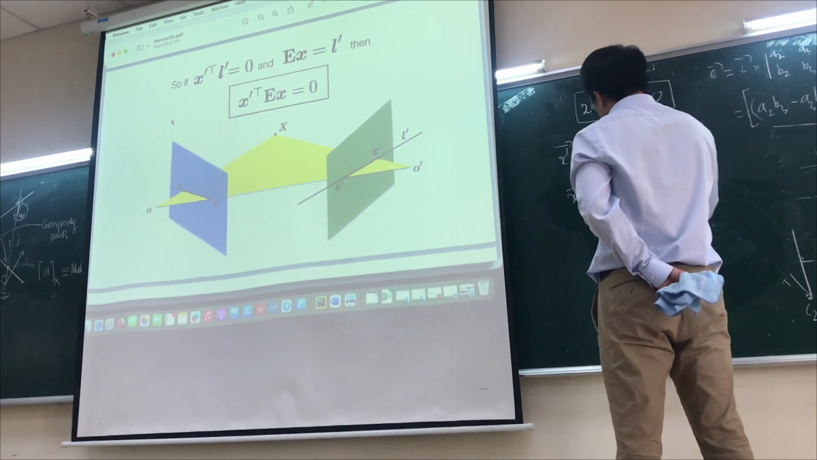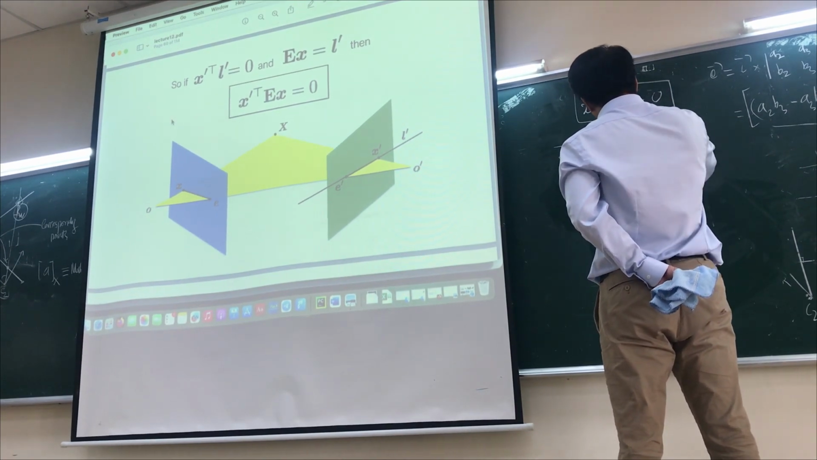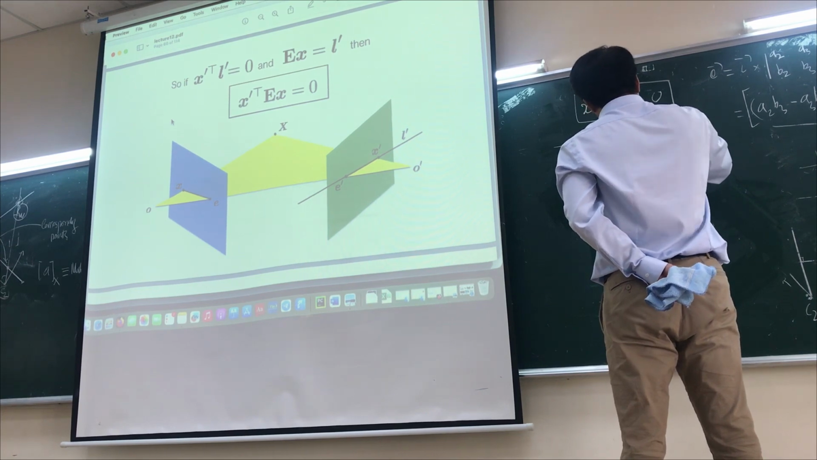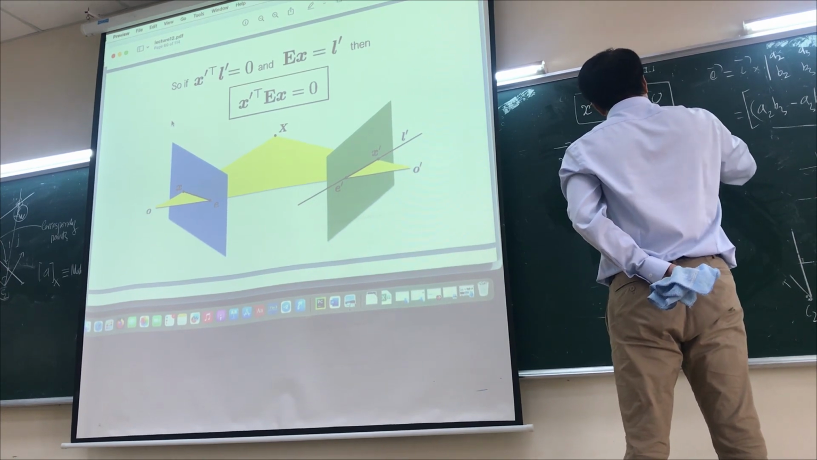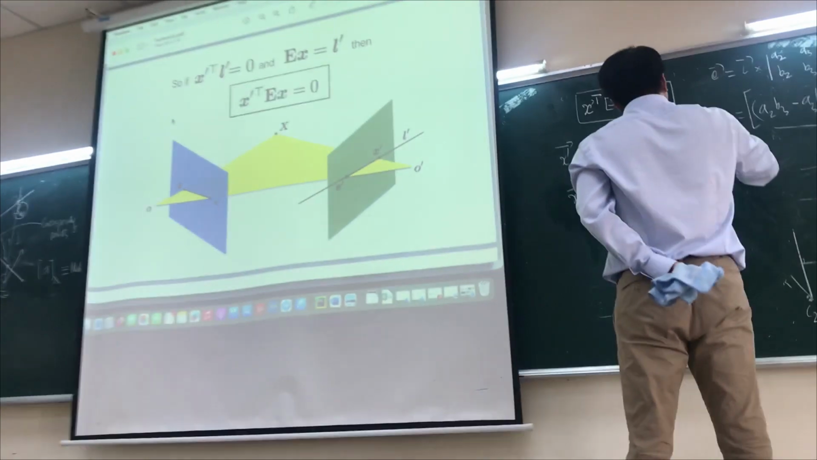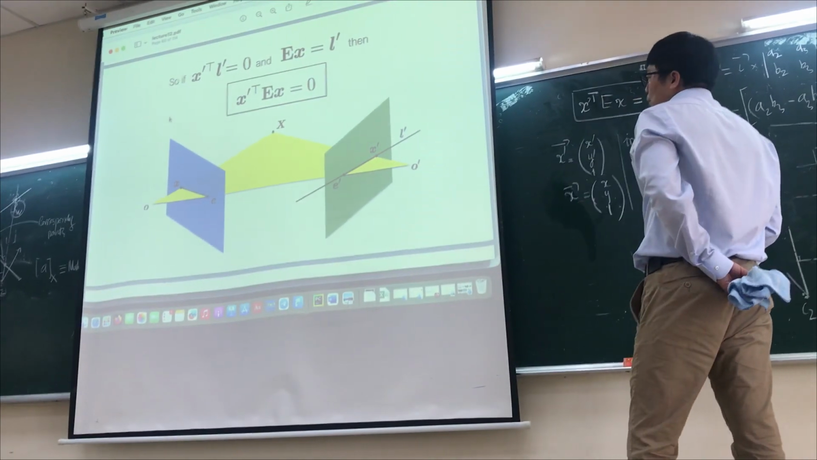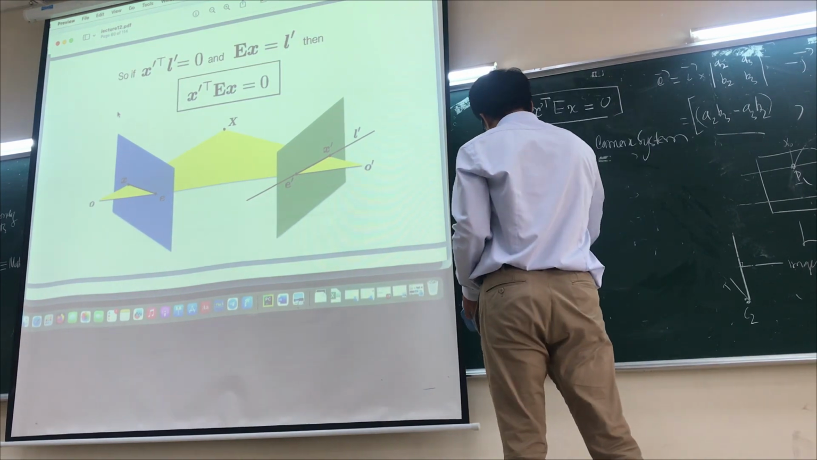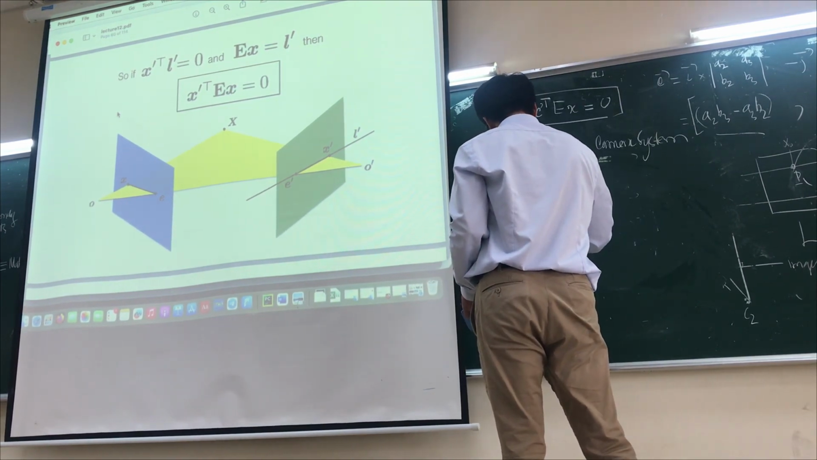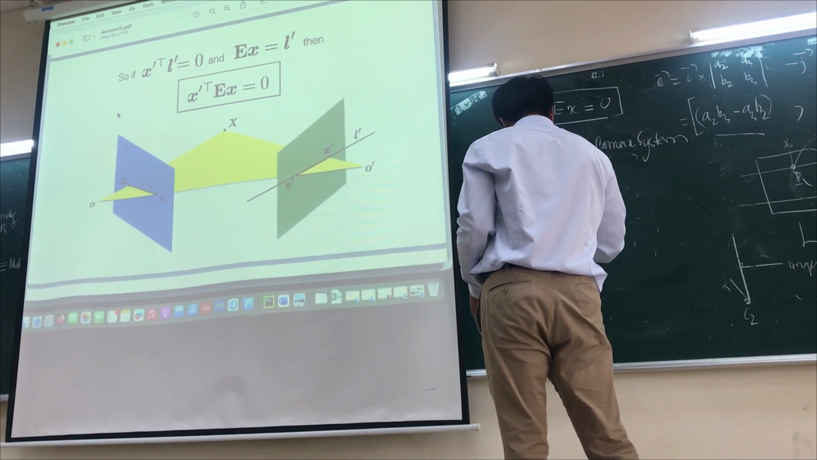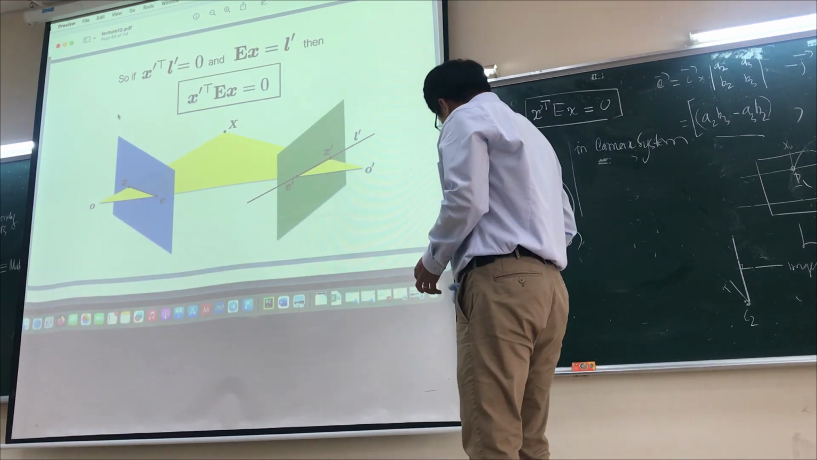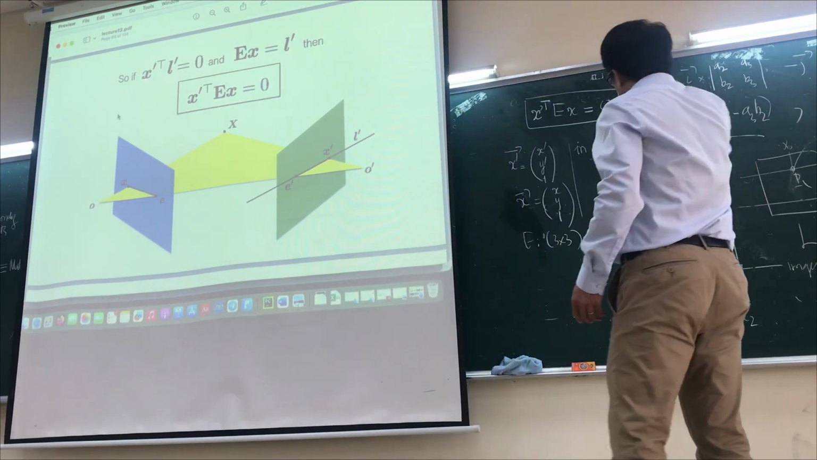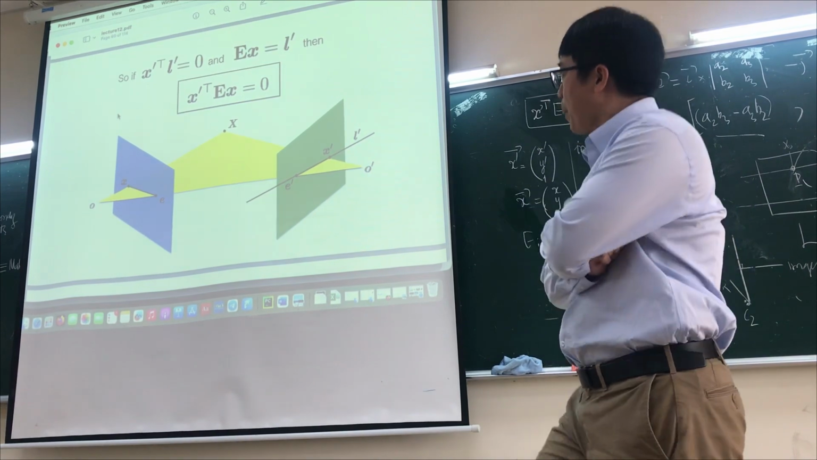Then remember here, in the camera system. What I mean? E is a 3 by 3 matrix. What do I mean in the camera system? Tell me about it.